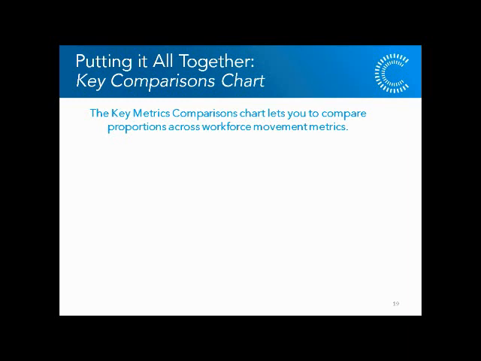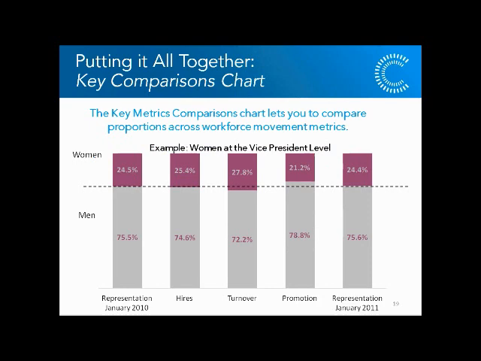And this is what we call the key comparisons chart. It's a phenomenal way to look at the net impact of these metrics on your representation numbers over the year. So I'm going to unpack this chart. I see that it's quite a lot to explain, but we include it in the tool, and I'll take you through it. So what you see is workforce movements for women vice presidents over the 2010 year.